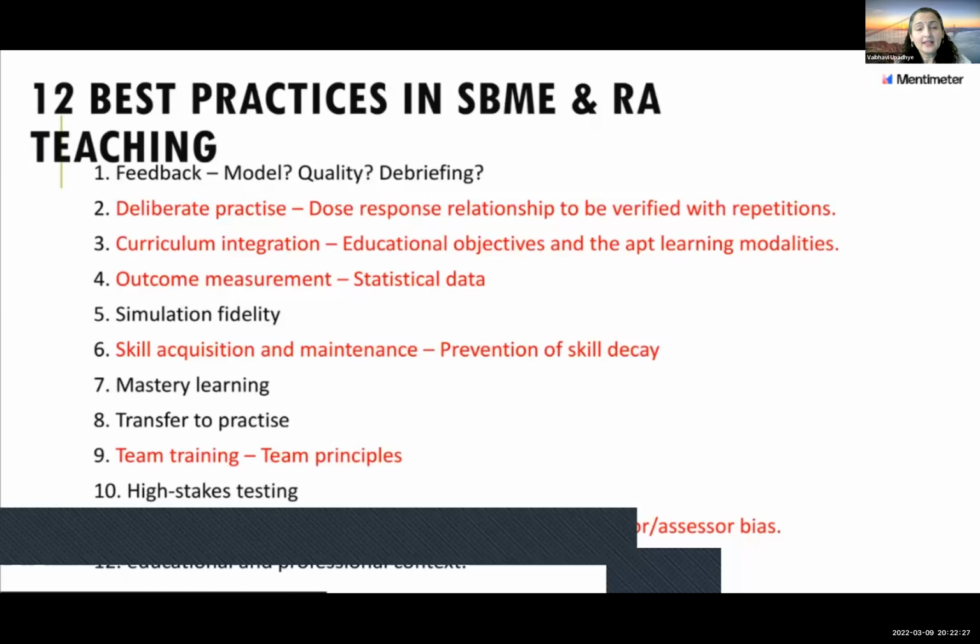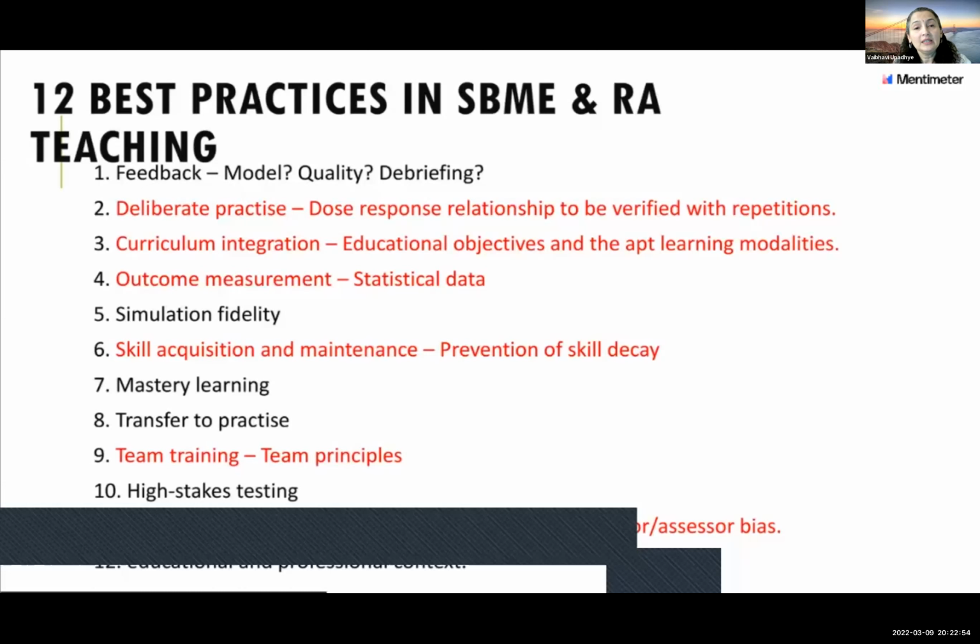The fidelity, the skill acquisition and maintenance. Many people think, oh, once we acquire it, it's done. But no, to maintain it is also mandatory. And hence, a simulation control lab provides them opportunities to practice their skill, even if a patient is not available for the same skill that may be required for training.